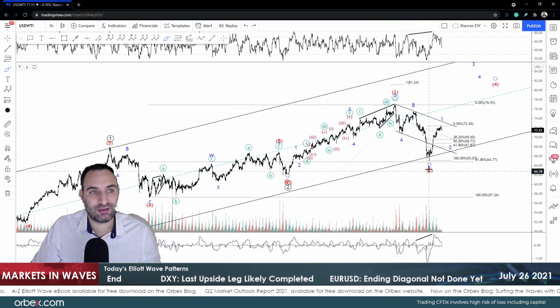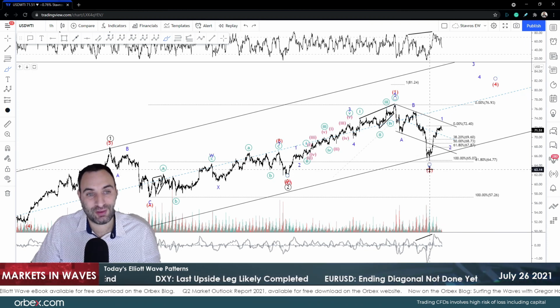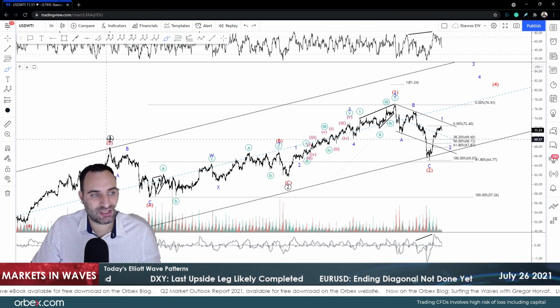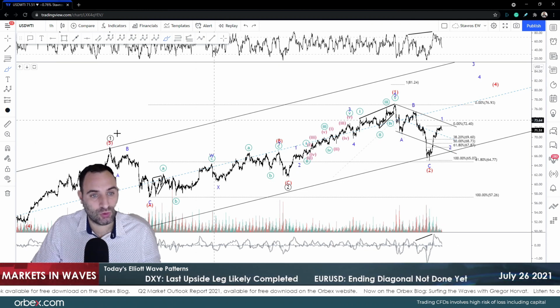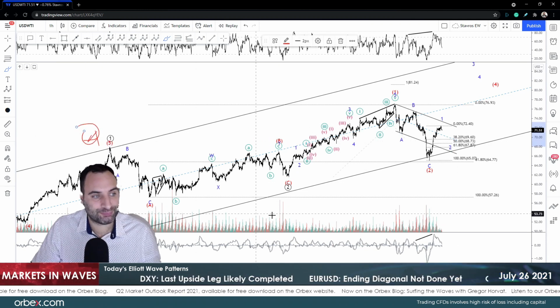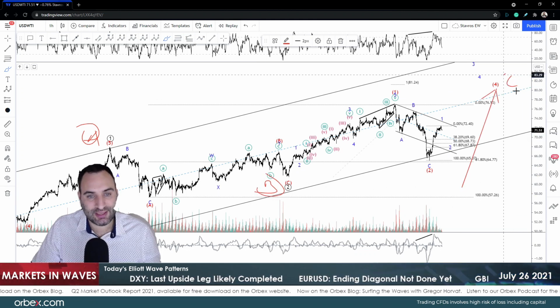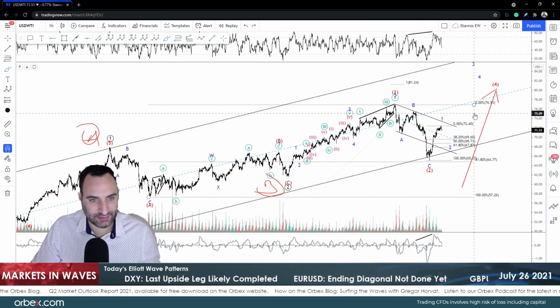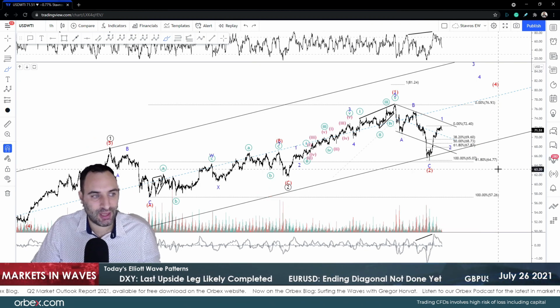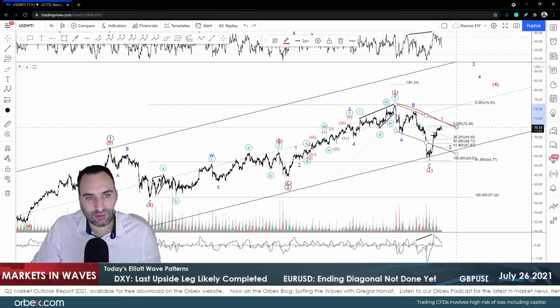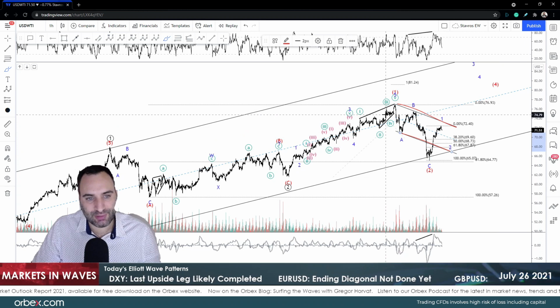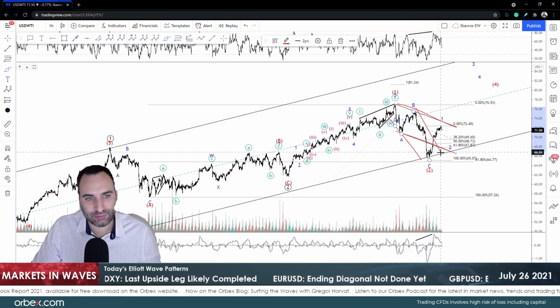Actually, we're in the beginning of 3 of 3 or 3 of C, because this is either A, 1, 2, 3, 4, 5, or A, B, or C. In either case, we are heading higher. But again, similar to the pound, guys, we have drawn the correction channel over here, and this is my base channel. My acceleration channel has already broken.